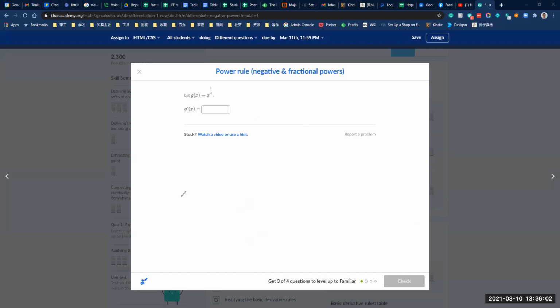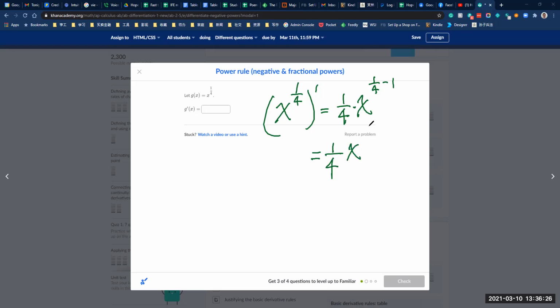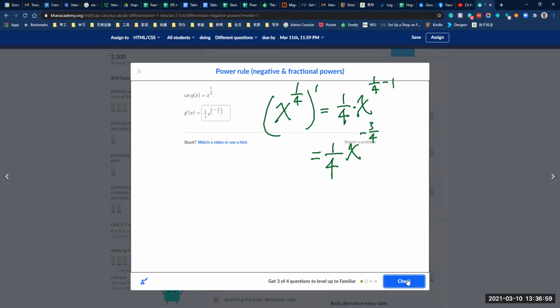Okay, now this one is just one step. We need to just take a derivative. So what we have there is the derivative of x to the 1/4. So that becomes 1/4 moved down to the front, then x to the 1/4 minus 1. Now we're dealing with fraction subtraction, which gave us negative 3 over 4. So we can plug that in there. We got 1/4 times x to the power of negative 3/4. So that will be our answer. All right, check that.